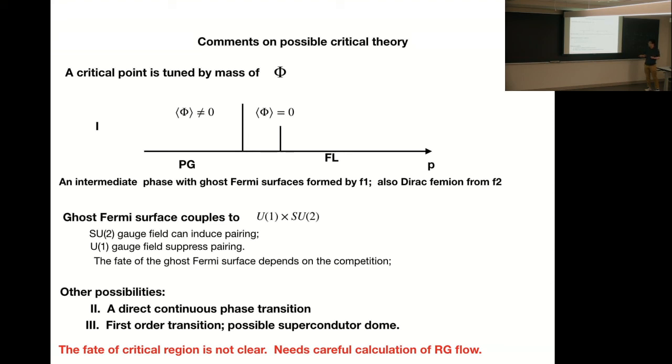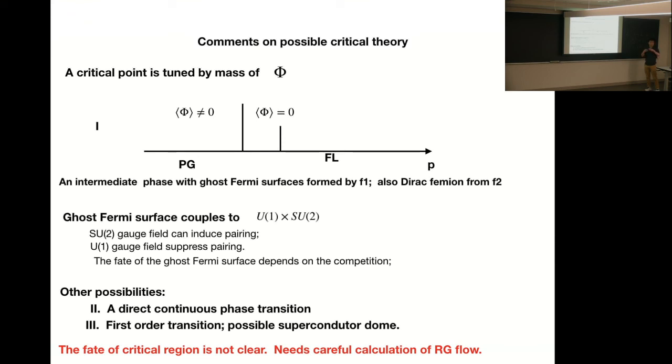There is a more generic case, I think, which is the following: even the critical point cannot be stable. In this case, you cannot have a continuous transition. You may have the critical point with some instability.